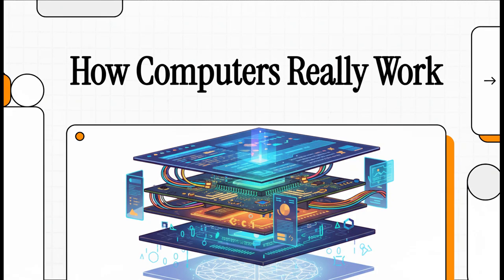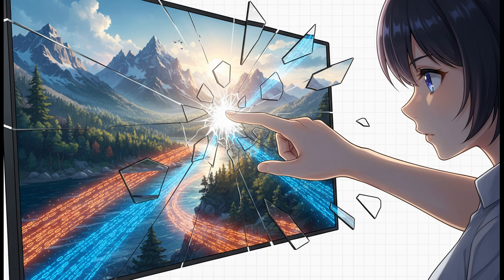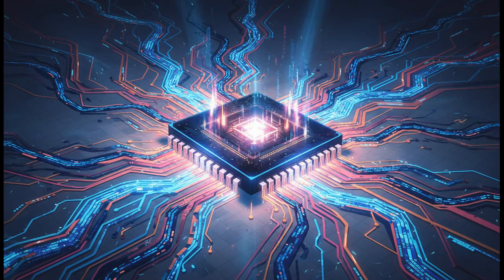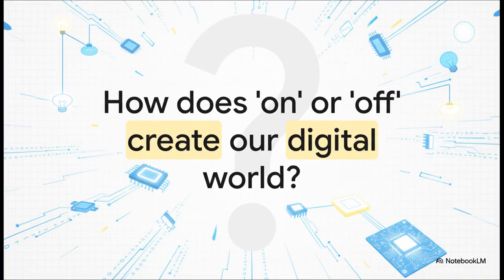Today, we're going to peel back the layers of the technology you use every single day. Okay, that sounds pretty dramatic, right? But in a way, it's actually true. Let's dig in. Because deep down, at its very core, it's all just a bunch of zeros and ones. So, how can a simple on or off create our entire digital world?